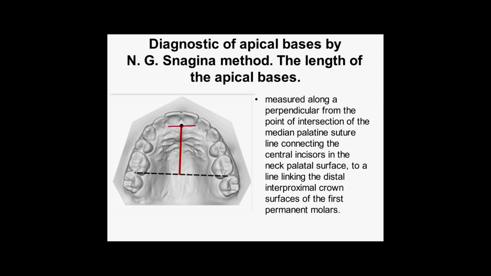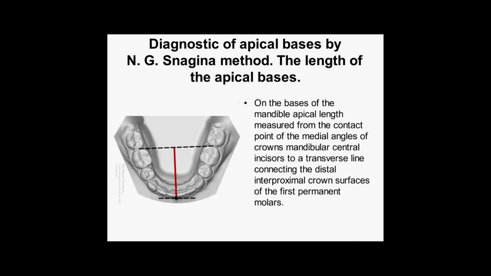perpendicular from the point of intersection of the median palatine suture and the line connecting the central incisors in the neck palatal surface to a line linking the distal interproximal crown surfaces of the first permanent molars. On the mandibular model, the apical length is measured from the contact point of the medial angles of the crowns of the mandibular central incisors to a transverse line connecting the distal interproximal crown surfaces of the first permanent molars.